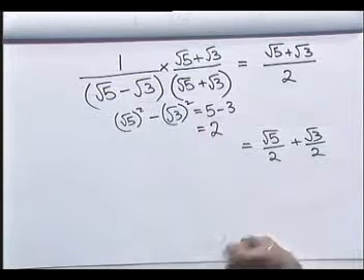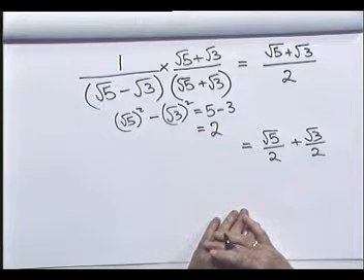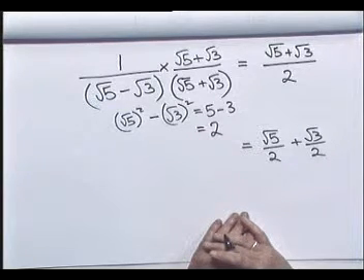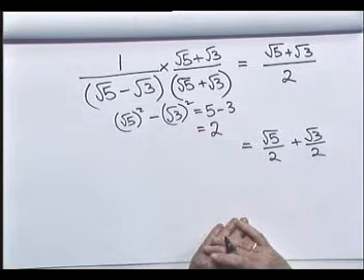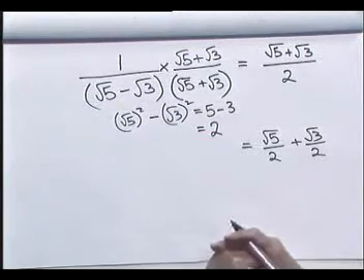So that's it. That's how you rationalise surds. You have to make the surd denominator into a whole number by multiplying the fraction by another fraction, which is 1. And it's helpful to remember the difference of two squares.